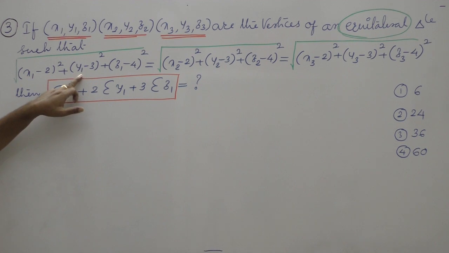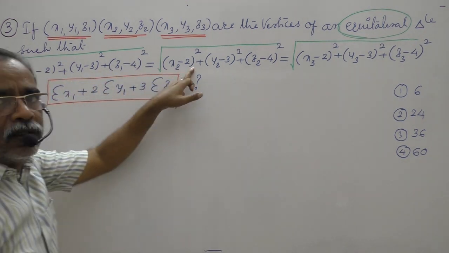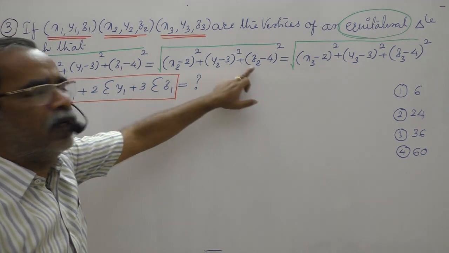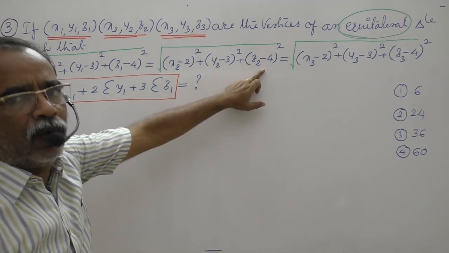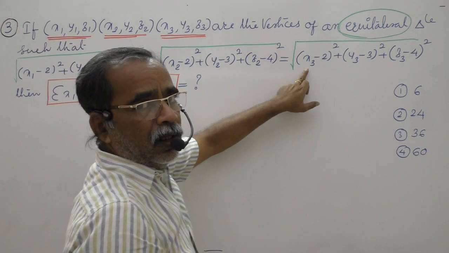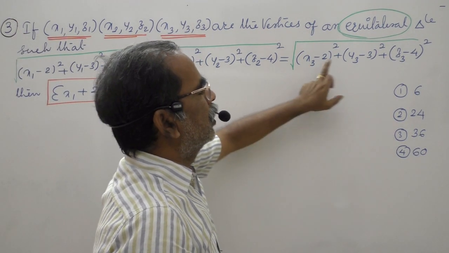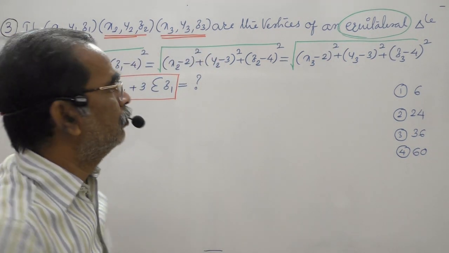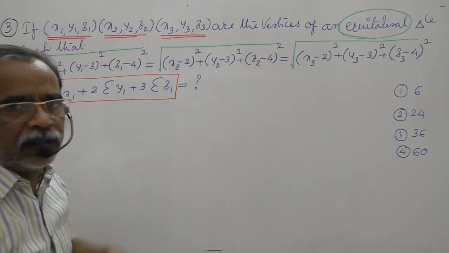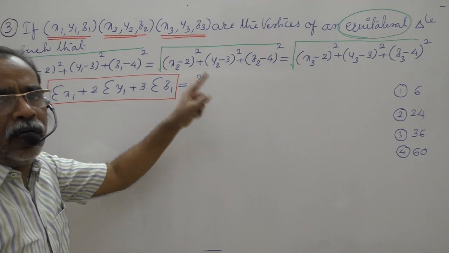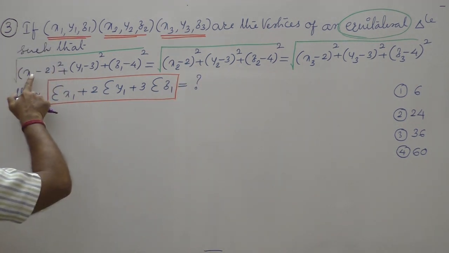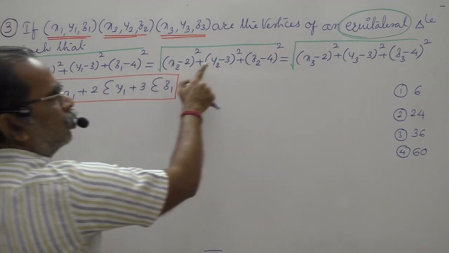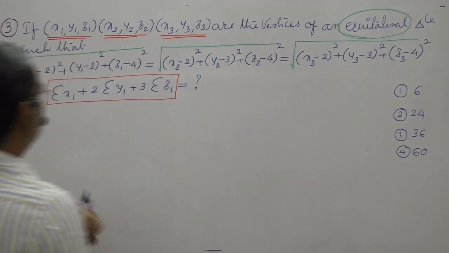So what is the first one? It is the distance between (x1, y1, z1) and (2, 3, 4). What is this? Distance between (x2, y2, z2) and (2, 3, 4). Same point (2, 3, 4). This is the distance between (x3, y3, z3) and the point (2, 3, 4). What is our observation? By this given equation, the point (2, 3, 4) is equidistant from (x1, y1, z1), (x2, y2, z2) and (x3, y3, z3).